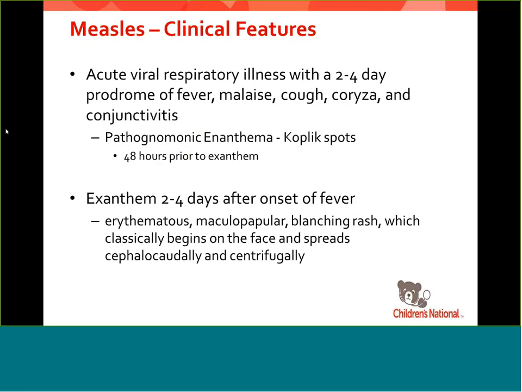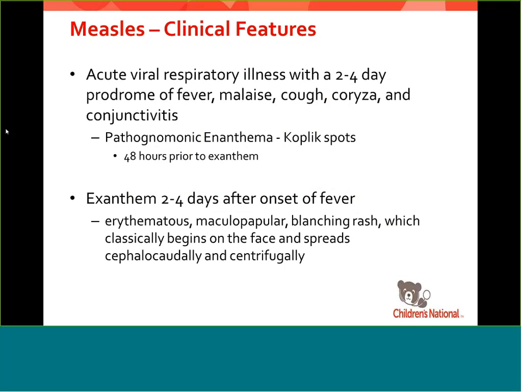So measles, as you all know, is an acute viral respiratory illness. There's a 2 to 4 day prodrome of fever, malaise, cough, coryza, and conjunctivitis. And then we can get that pathognomonic enanthem, which is the Koplik spots. I'm going to show you some pictures about that later so you'll recognize them. Those typically appear about 48 hours prior to the exanthem.